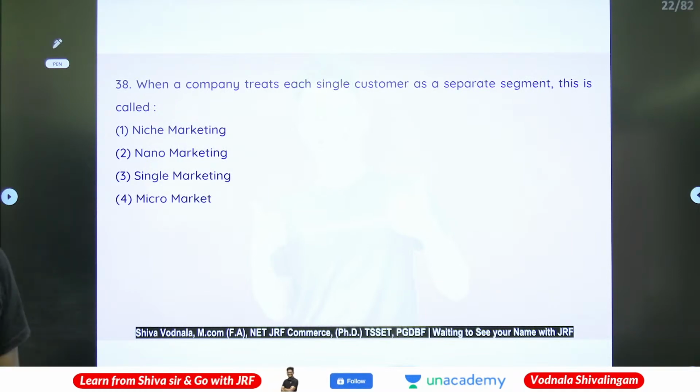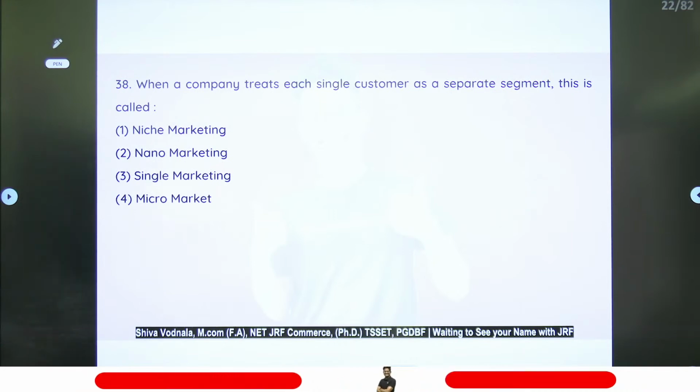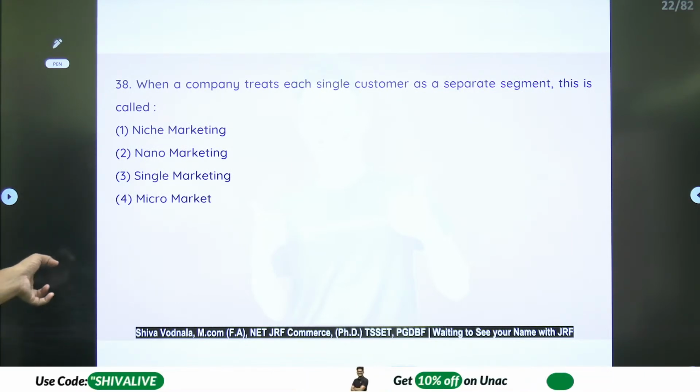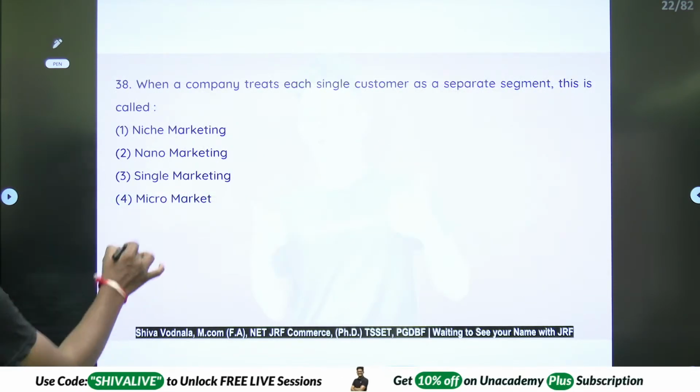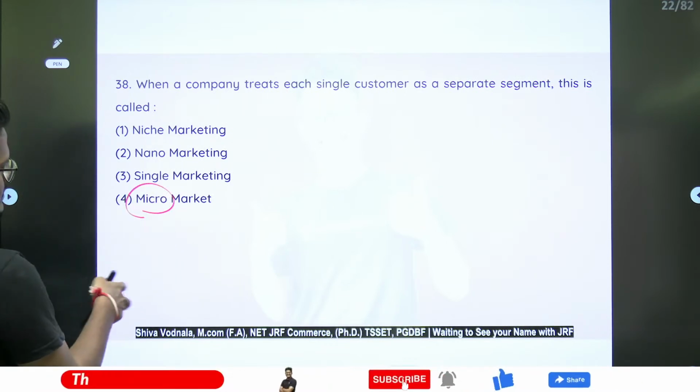When a company treats each single customer as a separate segment, this is called niche, nano, single, micro. So option 4 is the correct answer, that is micro marketing.